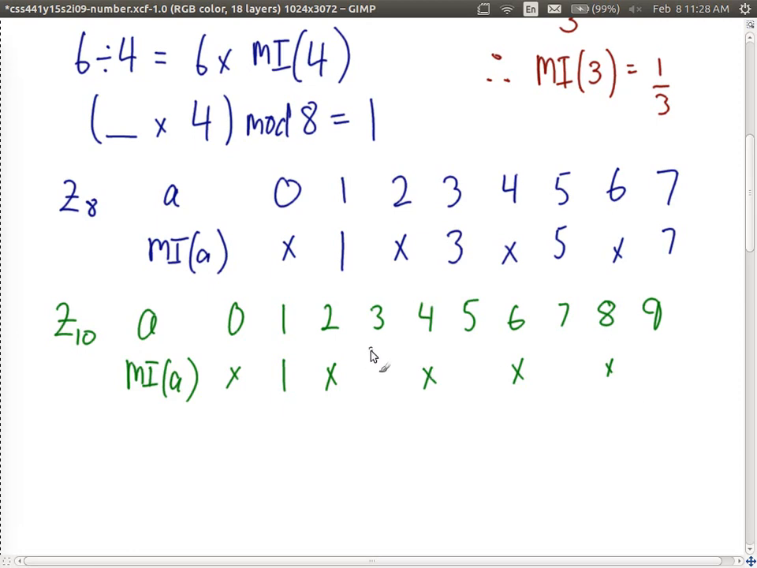3 and 7. 3 times 7 is 21, mod 10 is 1. 5: no, there won't be a remainder of 1 when we mod by 10. 7, we've got that one. 9: 9 times 9 is 81. So just a different set of multiplicative inverses. In Z8 they were inverses of themselves, but that doesn't have to be the case. As we see with Z10, 3 and 7 are multiplicative inverses. And another important point, not all numbers have a multiplicative inverse. So we can't divide by just any number, only by some.